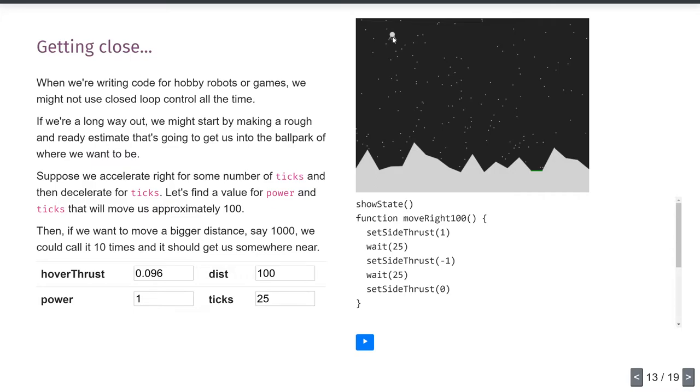Well, we can do the same sort of thing. We can go, you know what, I am just going to have a big old swoop to get myself somewhere in the vicinity before I start trying any of this fancy closed loop control. Let's just go, you know, it's about yay far.